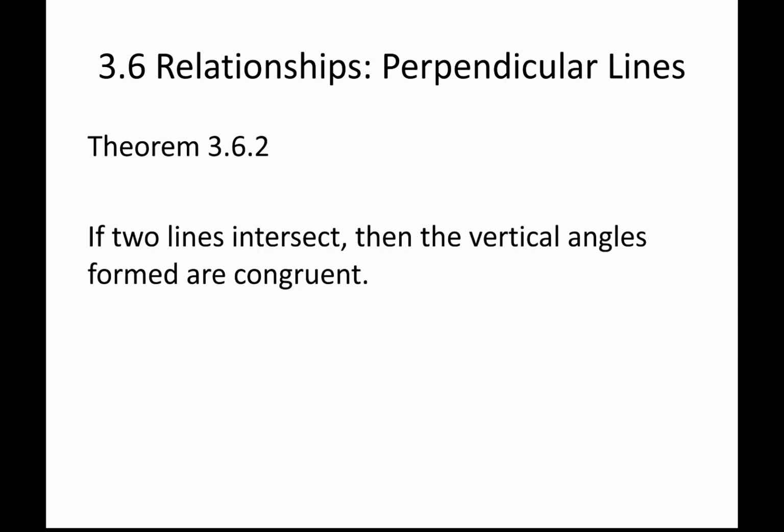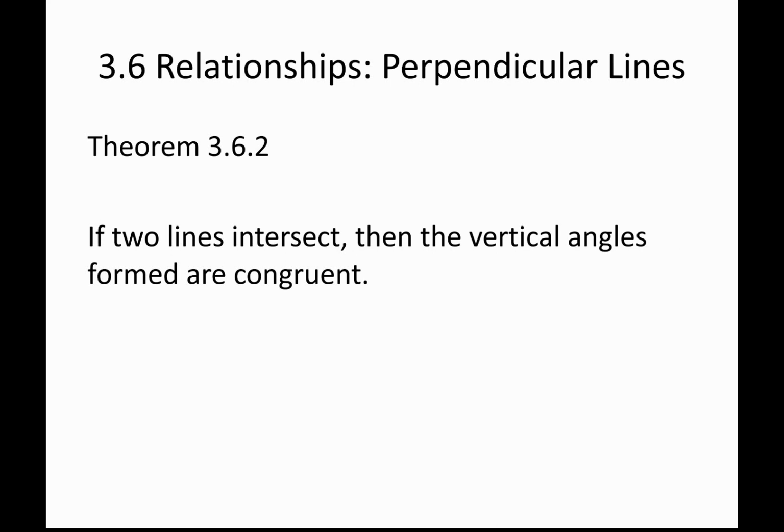All right, cool. Now let's get back into the meat and potatoes of this section with our theorems. So here is our second theorem in this section. Again, there's a very particular categorization in regard to the theorem numberings. This is the second theorem in section 3.6. I think I already kind of mentioned that. And it states, if two lines intersect, then the vertical angles formed are congruent.